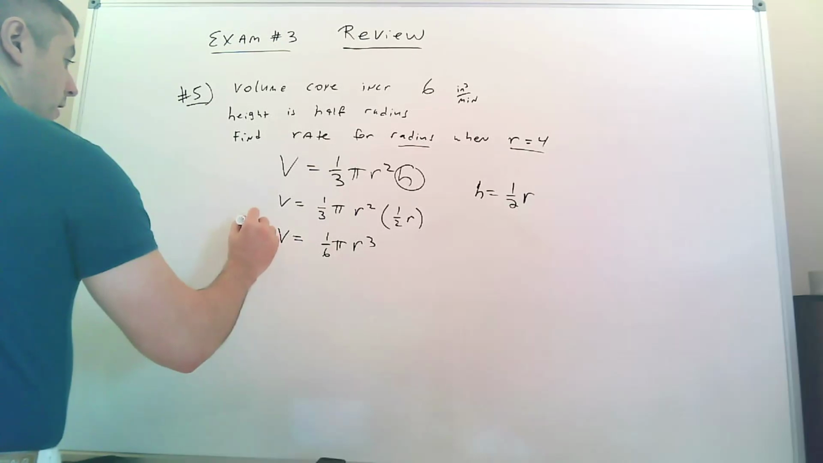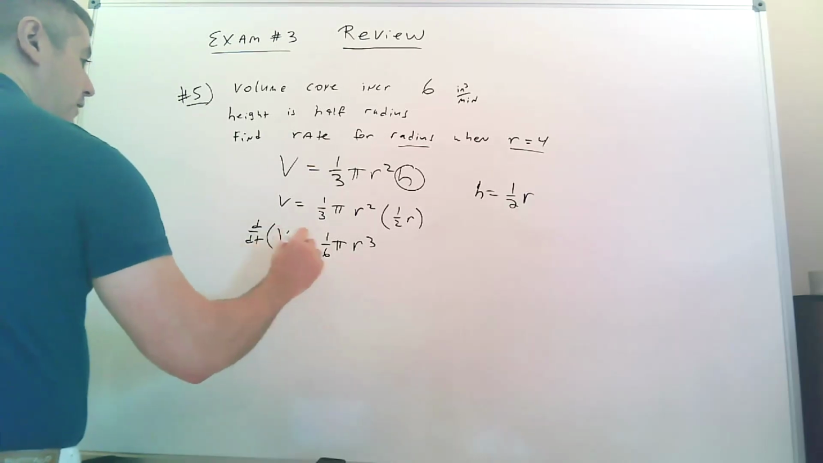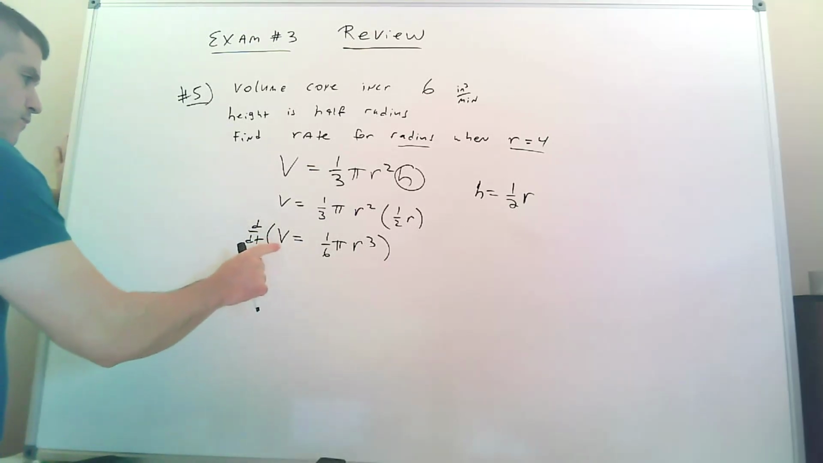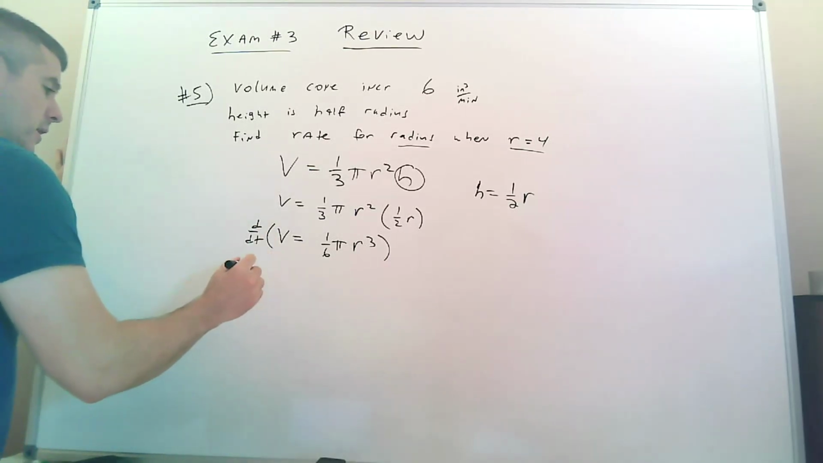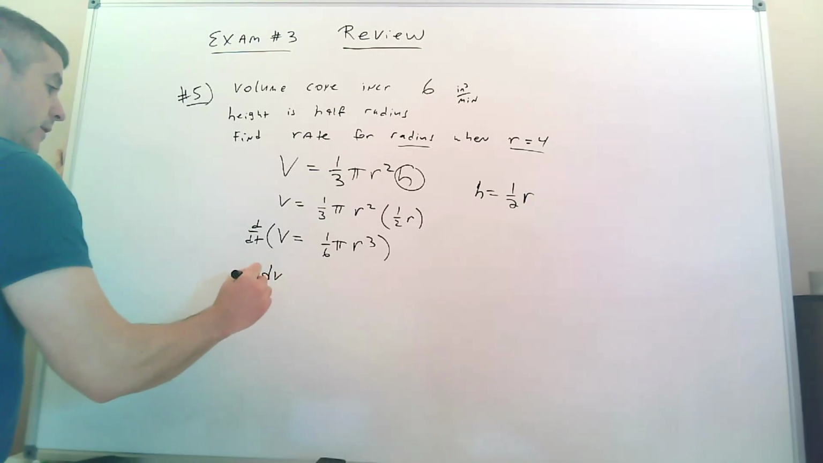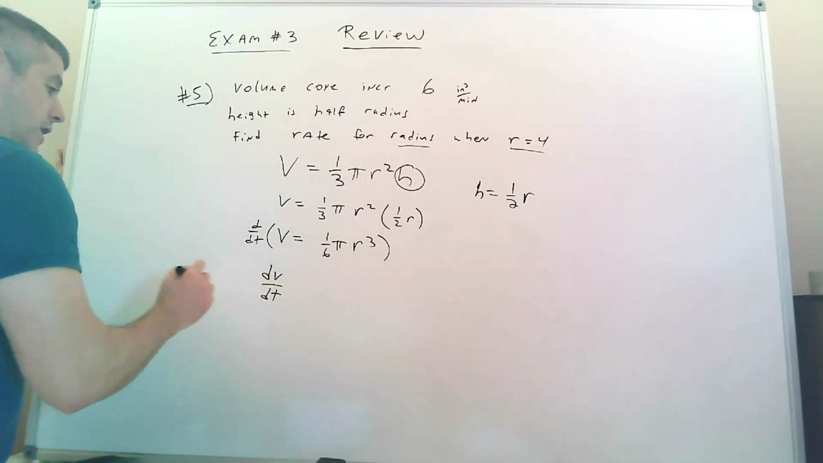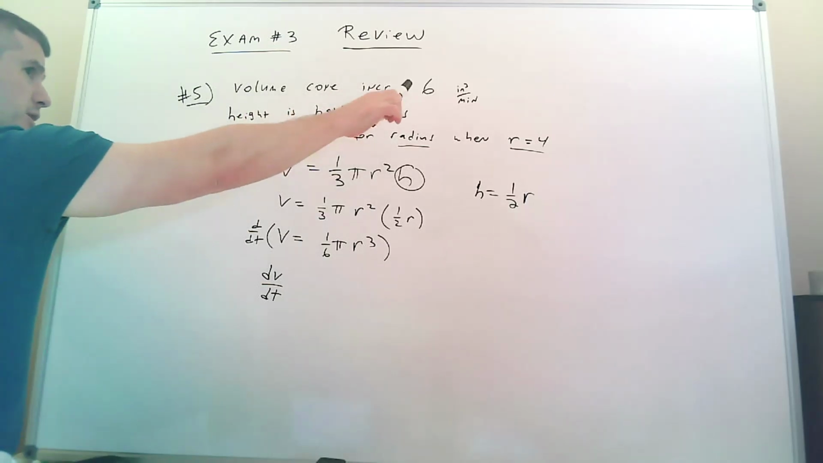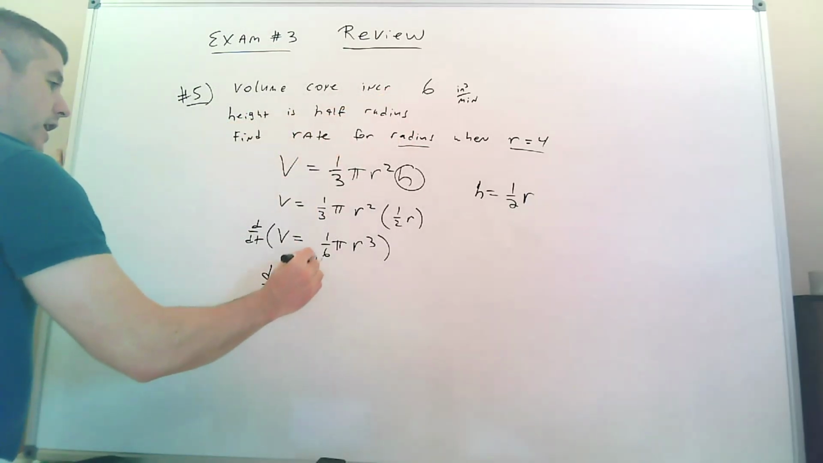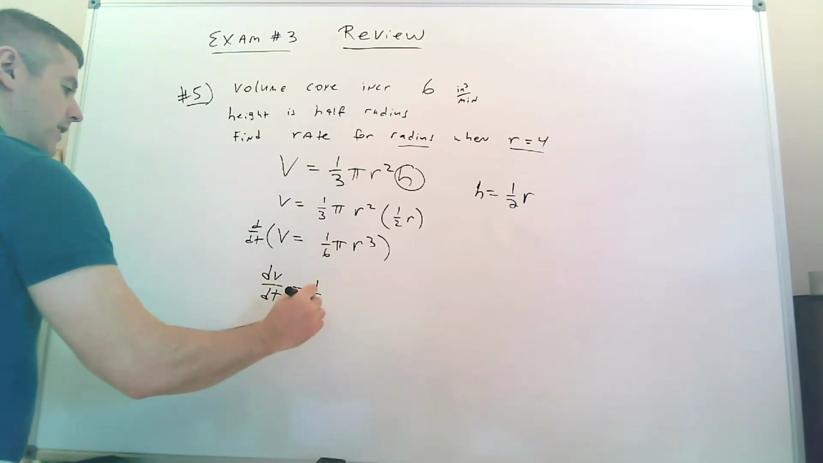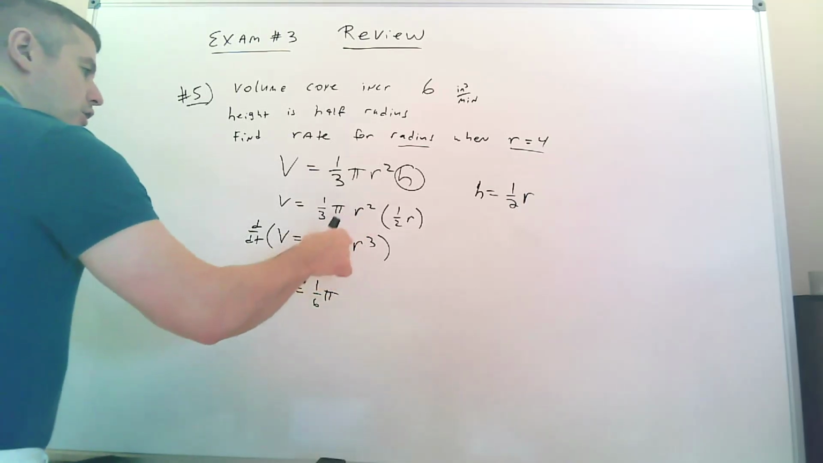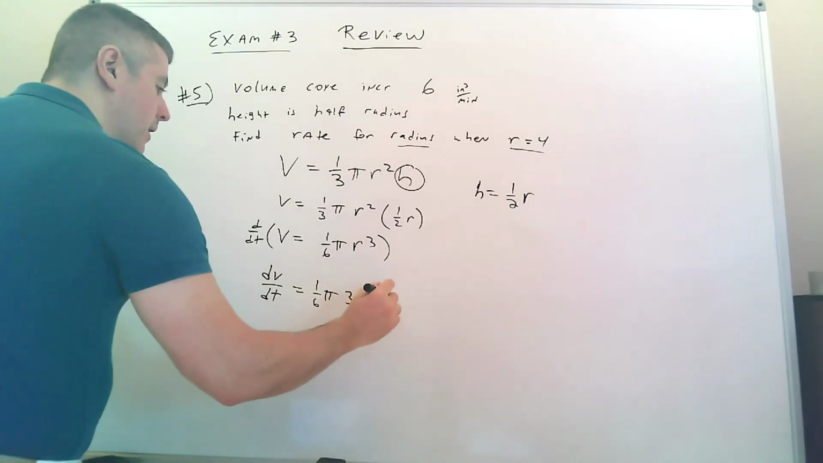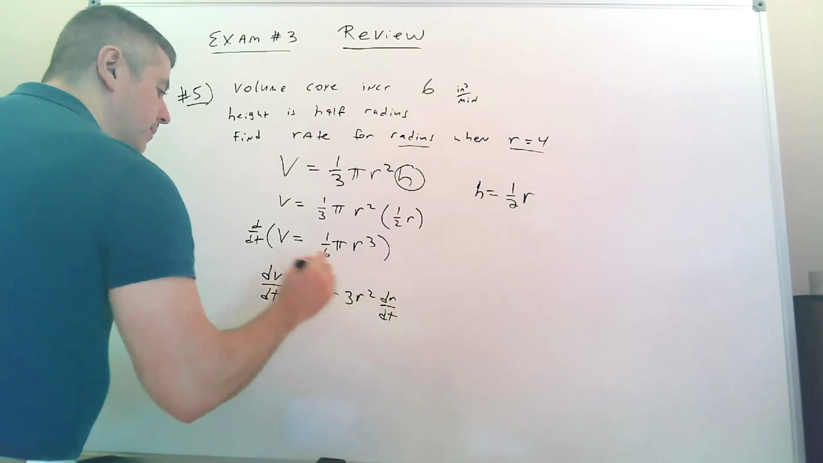And now you're going to take the derivative with respect to t. So again, you should do this very, very carefully. Derivative of V is dV/dt, right? That is the rate of change for the volume. Well, they gave it to me. Volume of a cone is increasing at a rate of, over here, 1/6 pi, constant, leave it alone. Derivative of r cubed, 3r squared dr/dt.